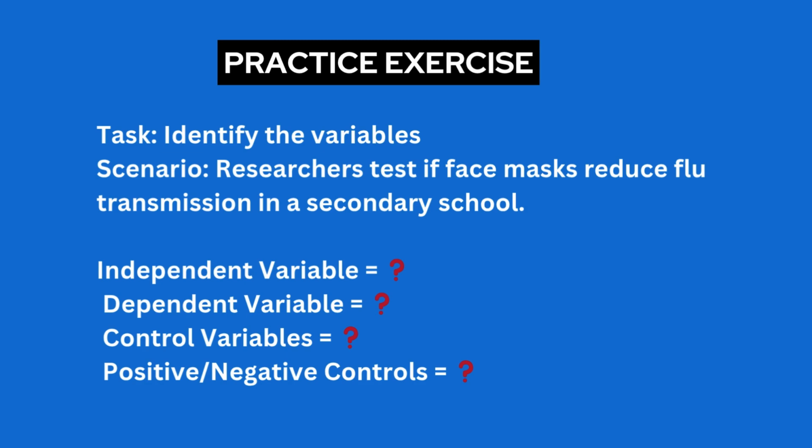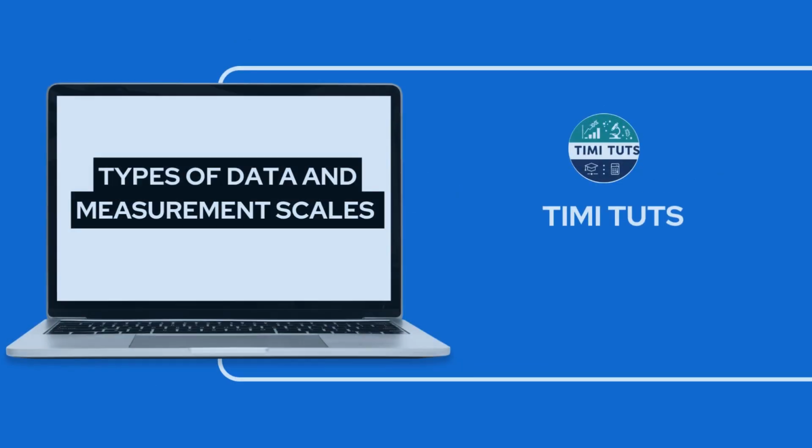So to summarize this class, let's say variables are the building blocks of all research. The independent variable is what you change or observe, the dependent variable is what you measure, and control variables are what you keep constant. Then remember, a good experiment always includes both positive and negative controls to keep our work reliable. In the next lesson, we are going to explore types of data and measurement scales like nominal, ordinal, interval, and ratio data. Don't miss it.